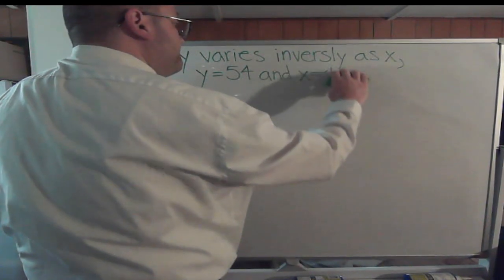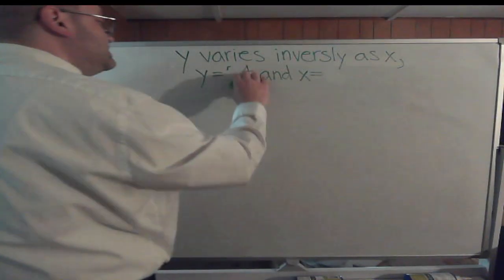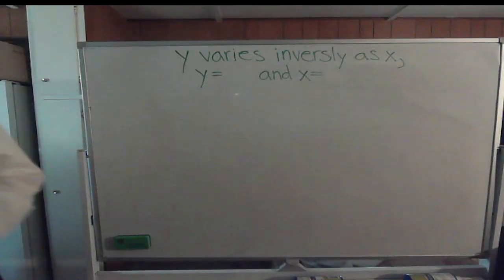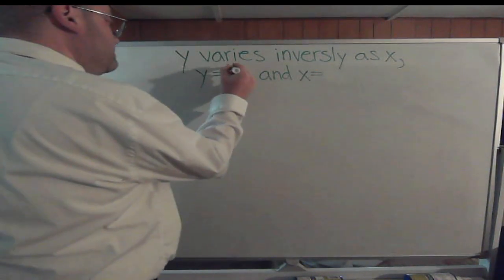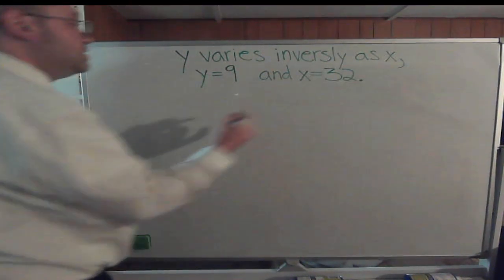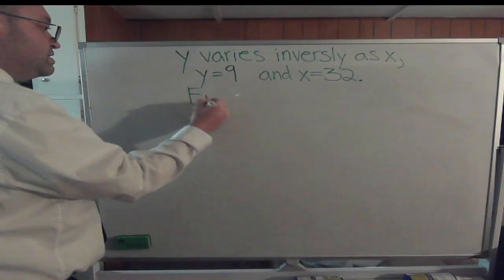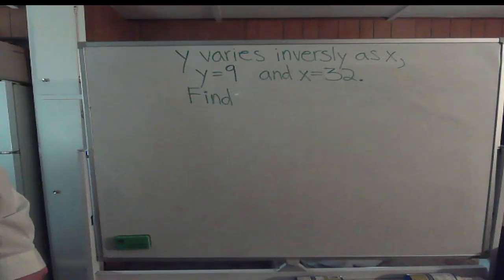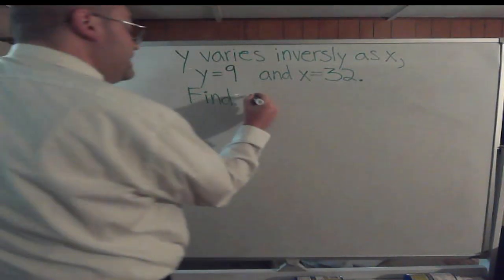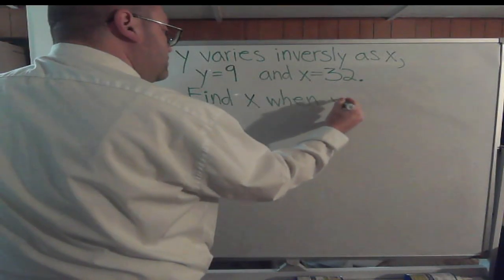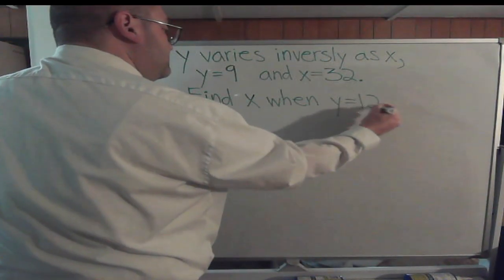Alright. Let's see. It's pretty much going to be the same but different values. Y equals 9. X equals 32. Find x when y equals 12.